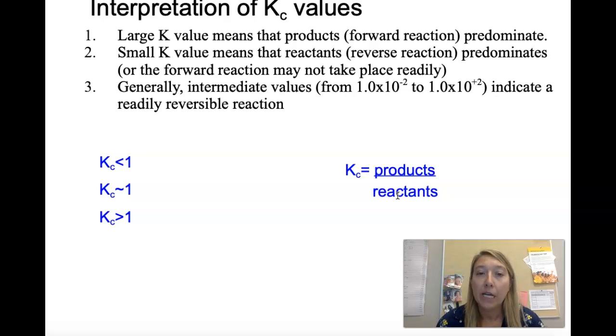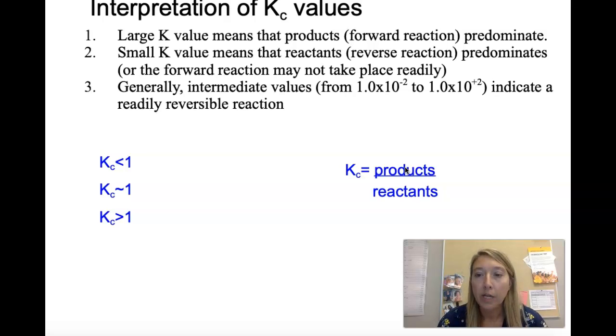In the case of Kc being less than 1, for it to be less than 1, we must have a lot of reactants compared to products, right? The number on the bottom must be really big, and the number on top must be much smaller to get something less than 1. So when Kc is less than 1, that means that reactants are going to be favored. And then on the other hand, if we find that Kc is greater than 1, that must mean we have more products than we do reactants. Therefore, products are favored.